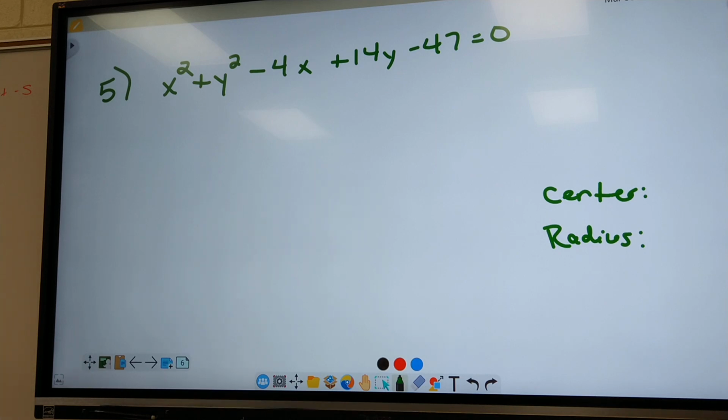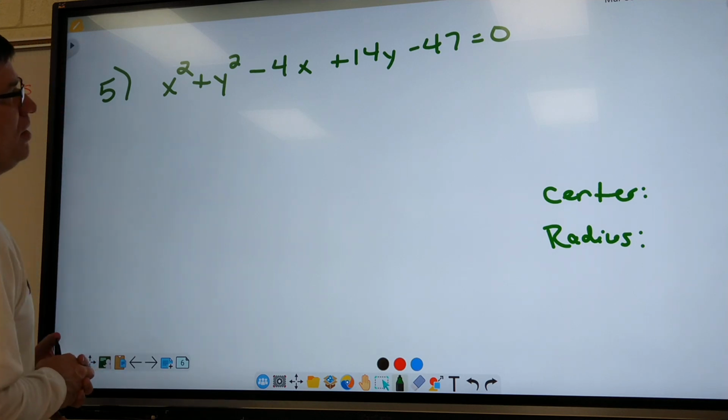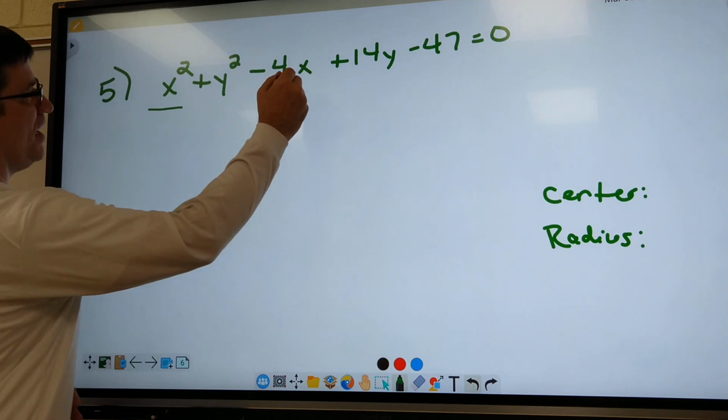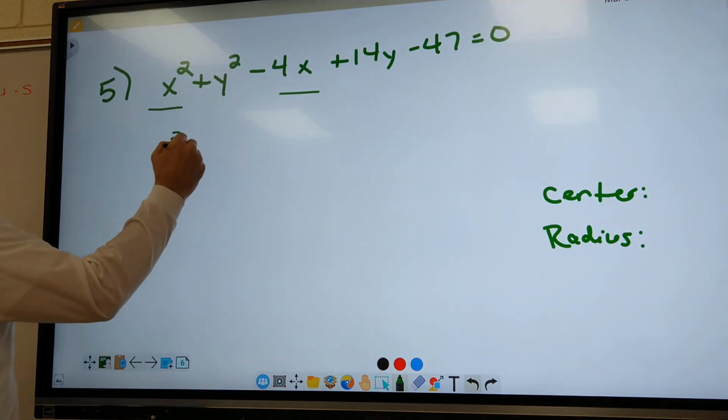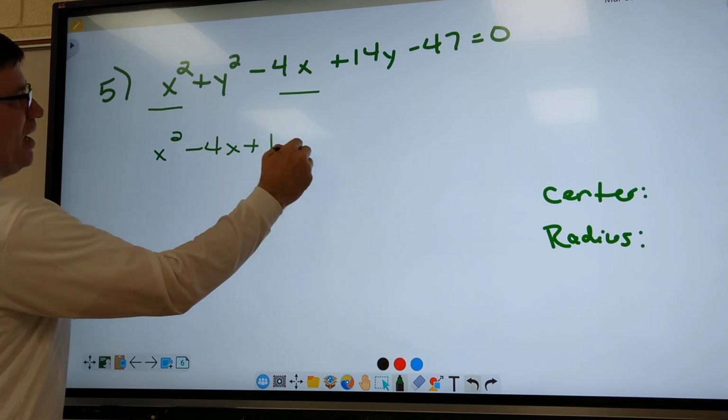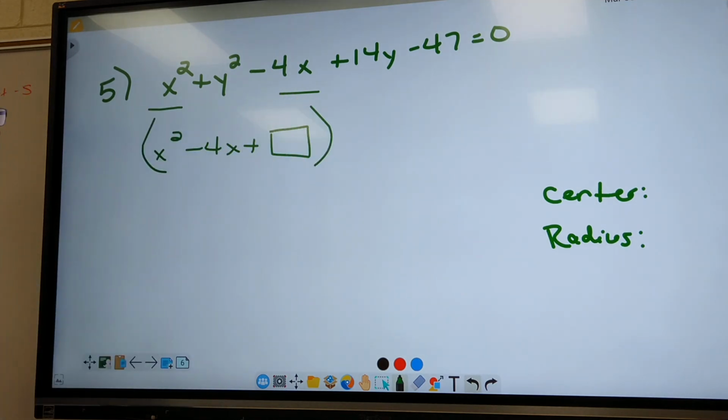All right, so now it looks different because it's not set up in standard form. So now we have to set it up. We have to go through the steps. What we're going to do first, we're going to get all of our x's in a group. I got x squared minus 4x. I'm going to put a box, and we'll add a number in that group in a minute. We're going to put our x's in a group and our y's in a group. This is how you're going to find the standard form for the circle.